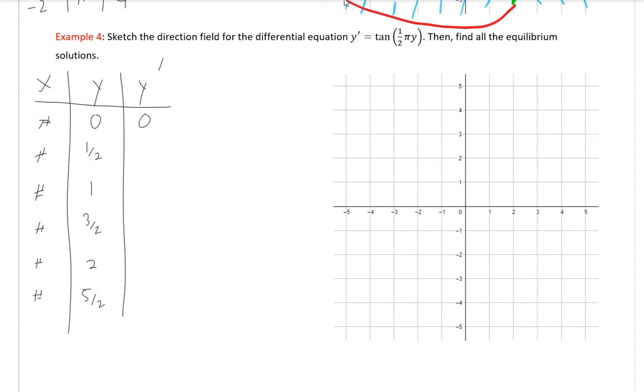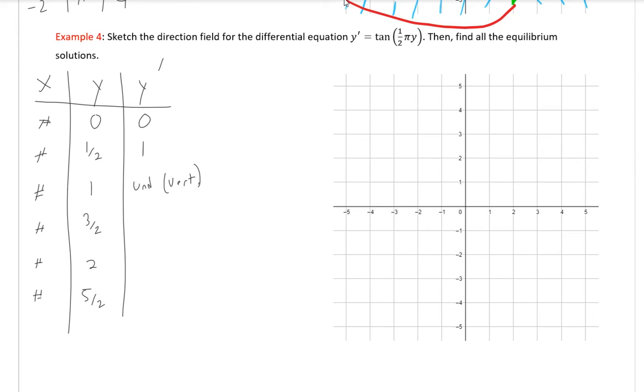Tangent of 1/2, so that's tangent of pi over 4 actually, which has a slope of 1. And then tangent of 1/2 pi times 1, so tangent of pi over 2 is undefined, which means that it's a vertical slope. And then I keep going from that.